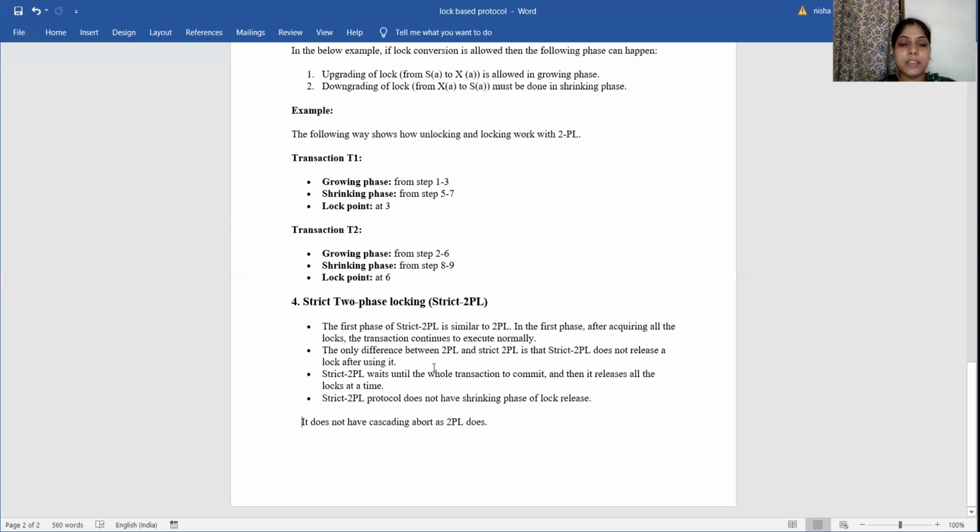Now fourth, we talk about strict two-phase locking. We also know it as strict 2PL. The first phase of strict 2PL is similar to 2PL. In the first phase, after acquiring all the locks, the transaction continues to execute normally. The only difference between 2PL and strict 2PL is that strict 2PL doesn't release a lock after using it. Strict 2PL waits until the whole transaction commits and then releases all the locks at a time. Strict 2PL protocol does not have a shrinking phase of lock release. It doesn't have cascading abort as 2PL does.